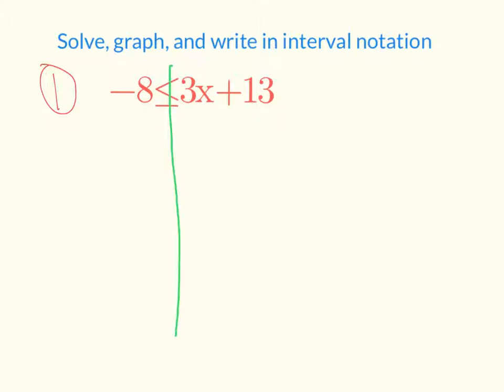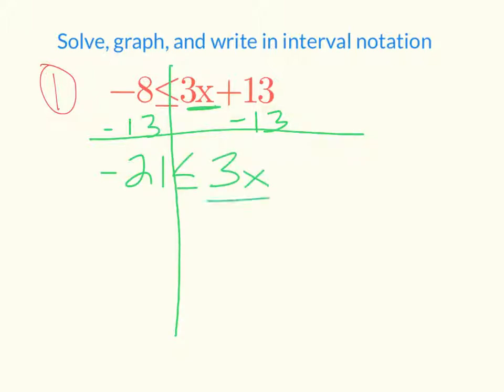So I'm just going to put my line here. And so 3x plus 13 we have on the right side. So to isolate my variable term right here, I'm going to subtract 13 first. So negative 8 minus 13, that is negative 21.